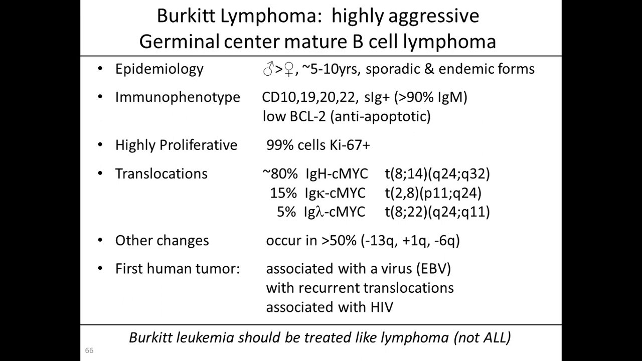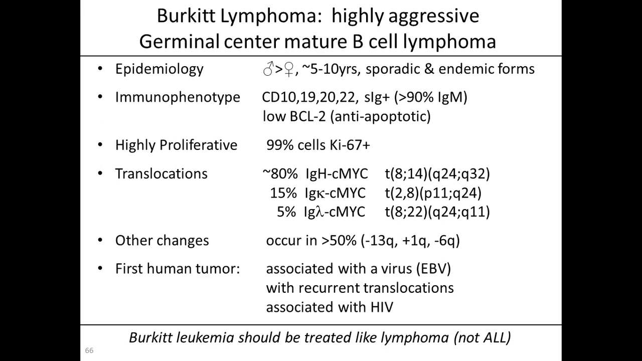I talked about the age that it's associated with. The immunophenotype shows B cell markers. Surface immunoglobulin is usually positive, and it's almost always IgM. They have low BCL2. The translocations, which are eminently testable if they're testing on facts rather than concepts, are listed here. But notice that c-MYC, the oncogene on chromosome 8, is present in all of them.